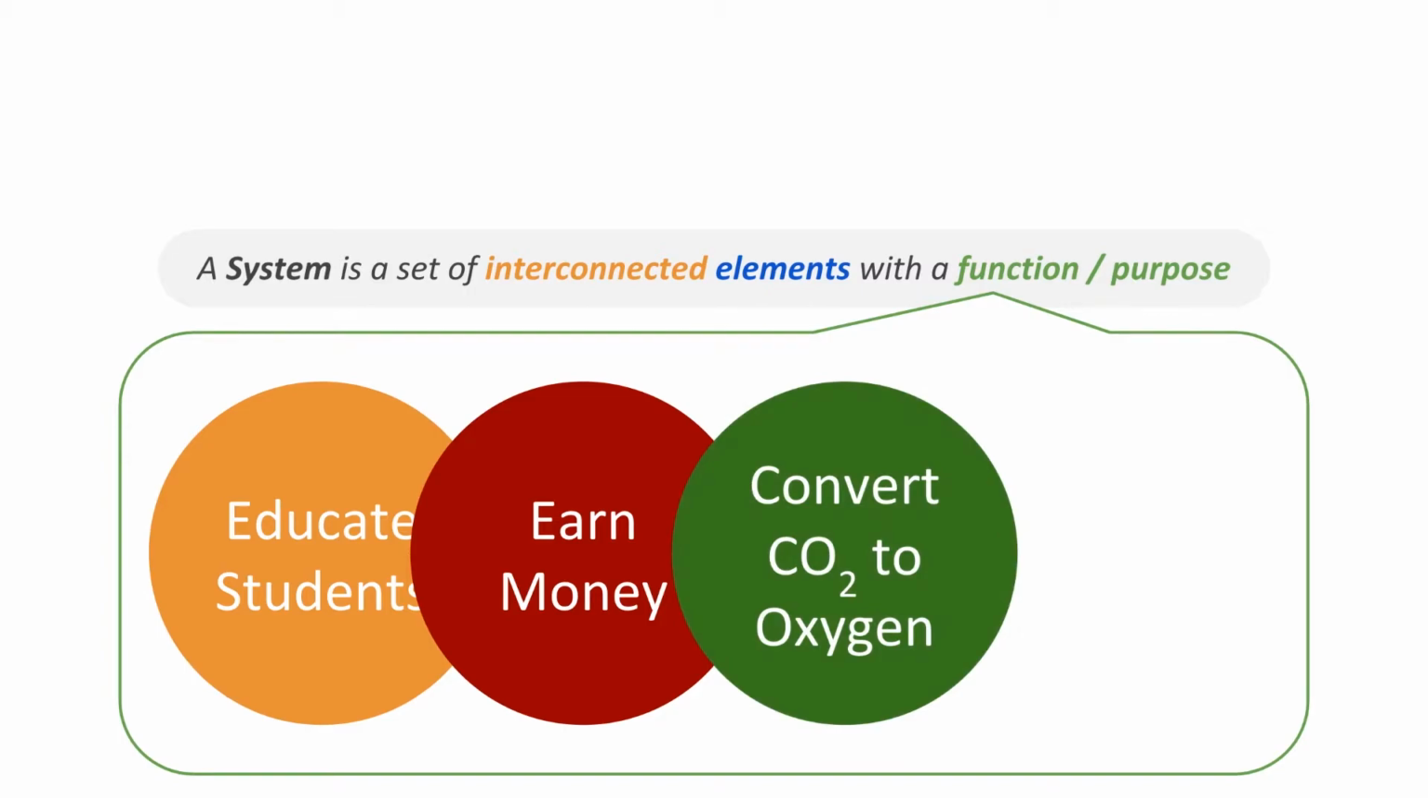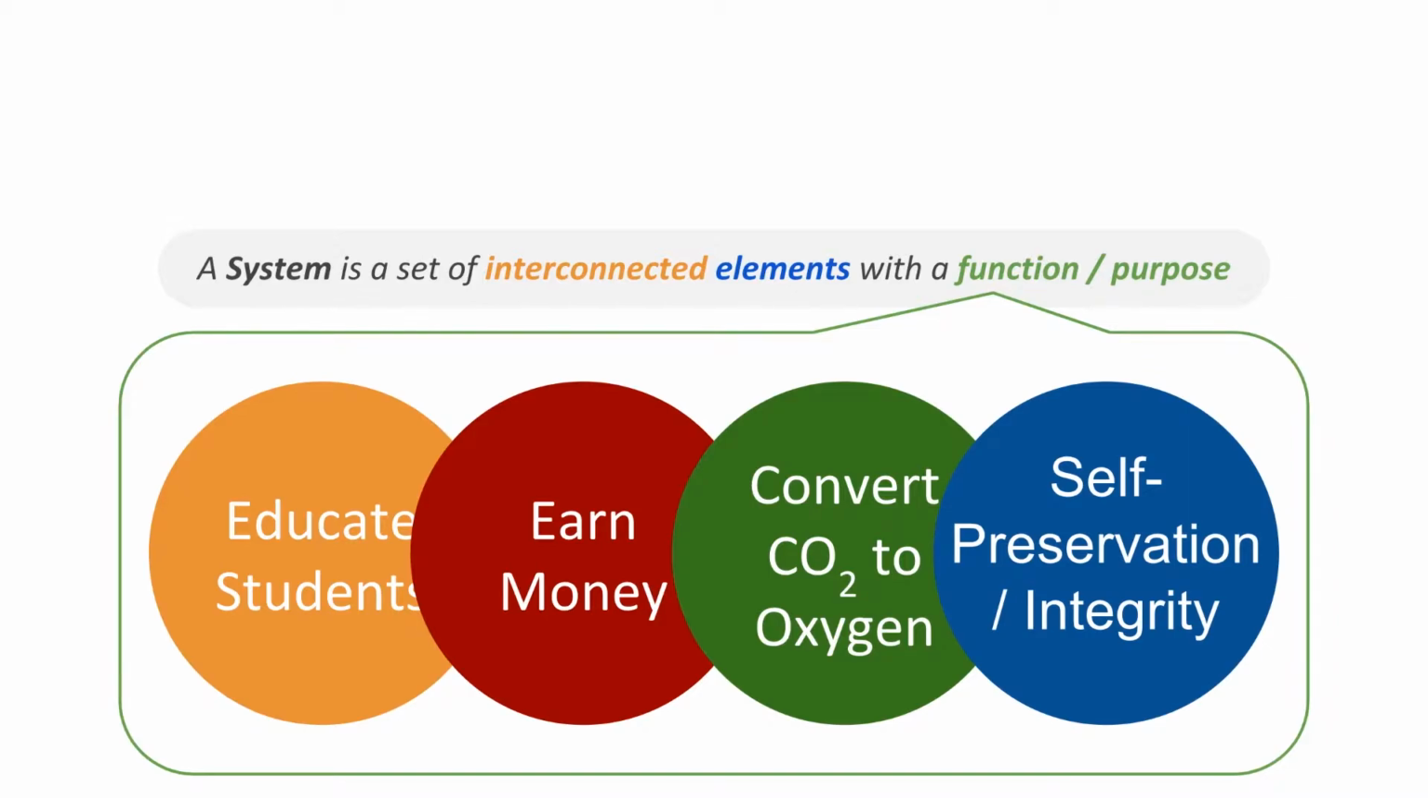If we think back to the tree, its function might be to convert CO2 into oxygen. And in general, one really important function of nearly all systems is self-preservation, or the preservation of their own integrity. So systems that don't have this function generally don't last very long. And in nature, this can take the form of trying to survive, or in society, this could take the form of securing existing power structures or trying to keep your wealth, etc.